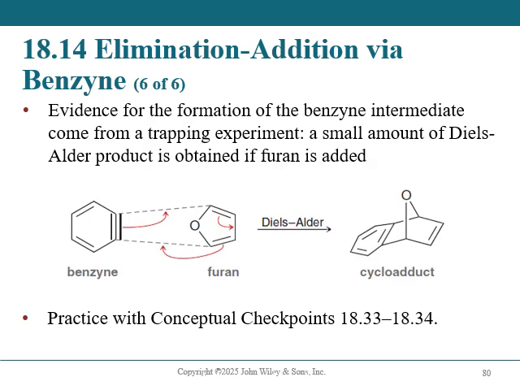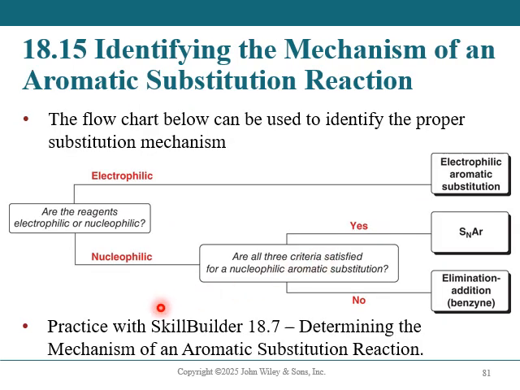Evidence for the formation of the benzyne intermediate comes from a trapping experiment. A small amount of Diels-Alder product is obtained if furan is added. We actually form a cycloadduct through a Diels-Alder reaction. This flowchart can be used to identify the proper substitution mechanism. In other words, this is just sort of a simplified summary of what we've seen so far. And from there, you can then decide specific groups, activator, deactivator, and then orientation as well.